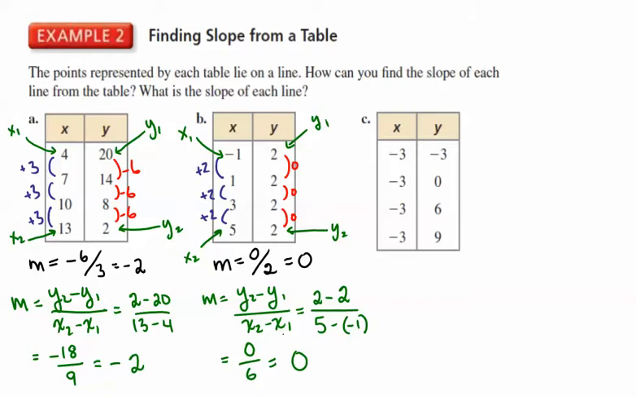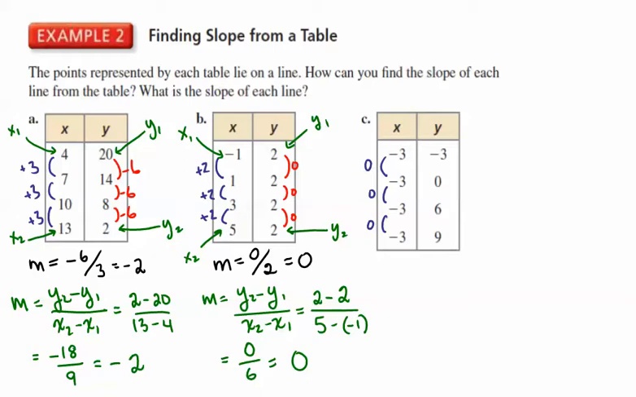Right? So we showed that whether we calculated the slope from the tables or used our formula, we got the same exact thing. Let's go on to the next example. Now in this case, the x values are not changing. So again, I would ask you to picture in your mind the graph of a line whose x coordinates are all the same.